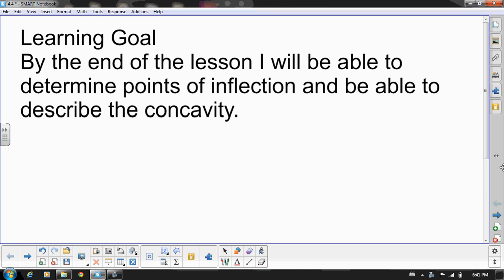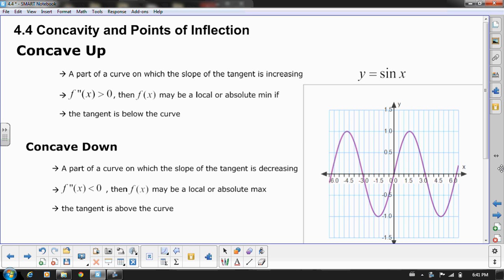All right, so today we're going to look at how to determine the point of inflection, which is also going to help us describe what we call the concavity. And the concavity is like the curvature of a particular function. So without further ado, there's two different types of concavity. So we have concave up and we have concave down.